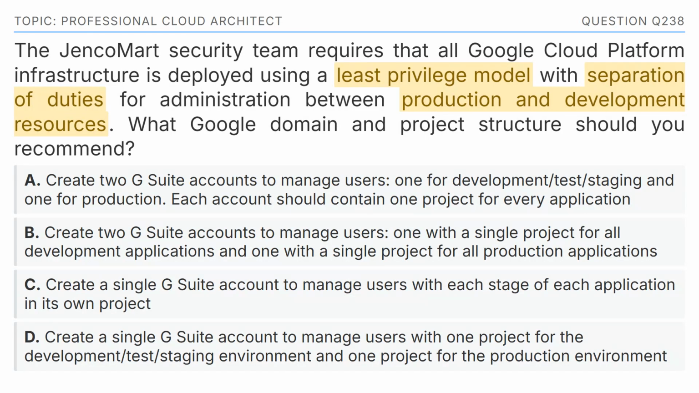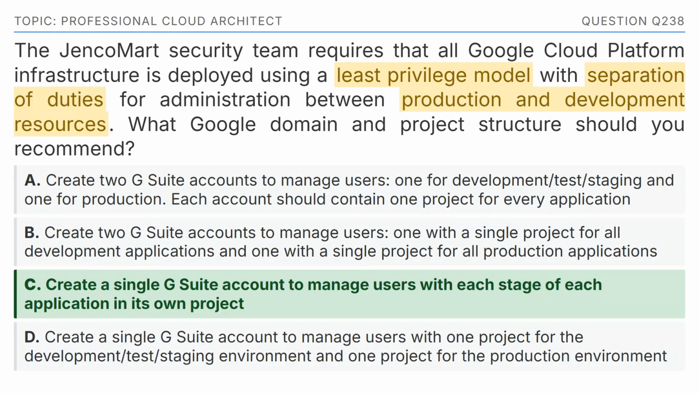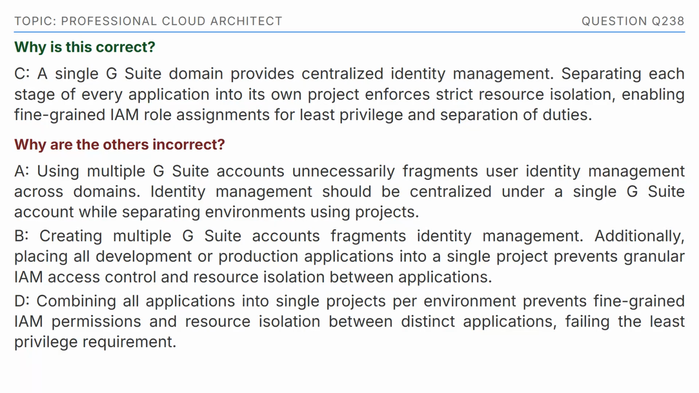To arrive at the correct answer, we focus on the keywords: least privilege model, separation of duties, production and development resources. The correct answer is option C. Create a single G Suite account to manage users with each stage of each application in its own project. Why is this correct? C.